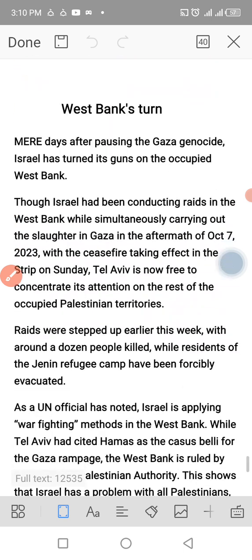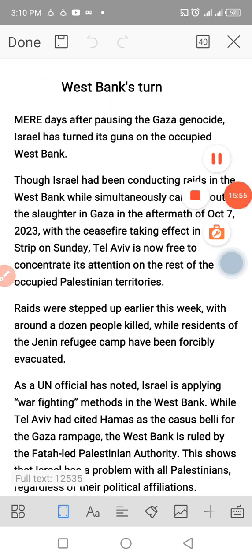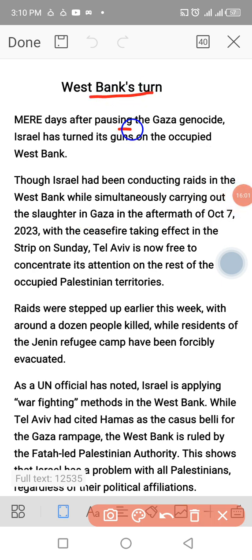Repeat paragraph. West Bank: Mere days after pausing the Gaza genocide, Israel has turned its guns on the occupied West Bank. Israel had been conducting raids in the West Bank while simultaneously carrying out the slaughter in Gaza in the aftermath of October 7, 2023. With the ceasefire taking effect in the strip on Sunday, Tel Aviv is now free to concentrate its attention on the rest of the occupied Palestinian territories. Raids were staged earlier this week with around a dozen people killed, while residents of the Jenin refugee camp have been forcibly evacuated.